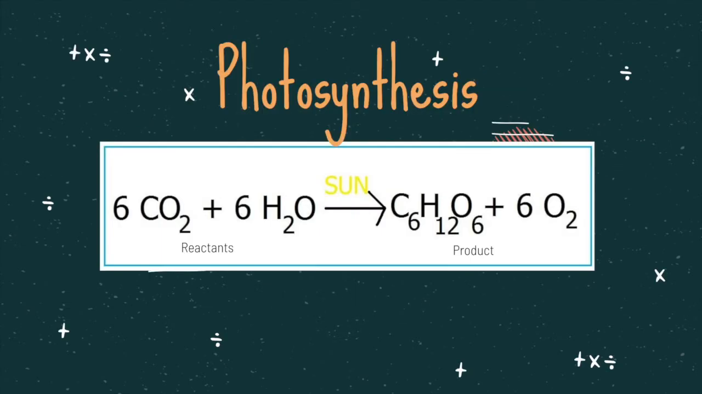Equations. Here's an example of a photosynthesis equation. On the left side, we have the reactants, which is carbon dioxide and water. The sun acts as a catalyst which transforms the reactants into the product, which includes glucose and oxygen.